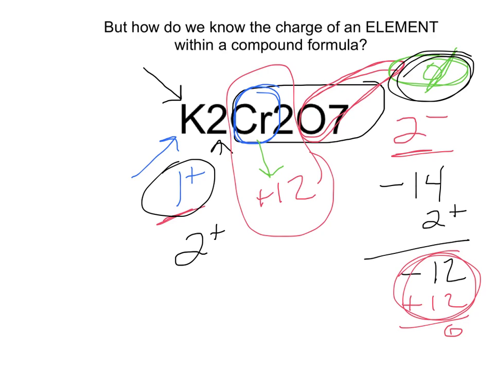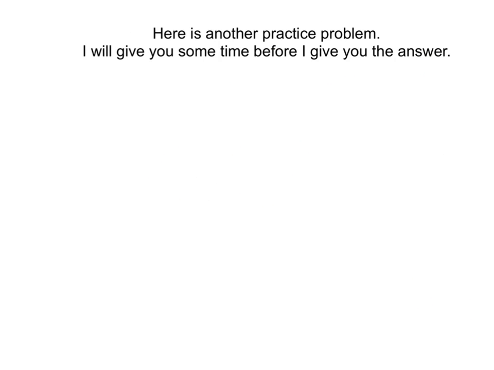But if I take a look at this, I see that I have 2 chromiums. So if I take this and divide it by 2, then I end up with 6+. So each chromium in this particular compound formula has an oxidation number of 6+. And that's how you determine the oxidation number. Now I'm going to give you another one here, and I want you to take a little bit of time to try to figure it out.